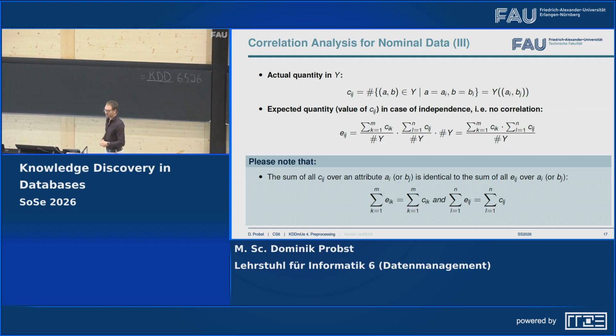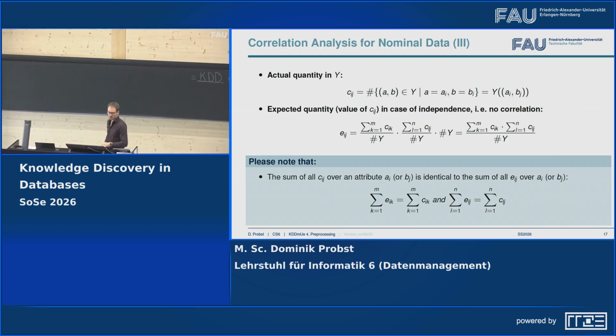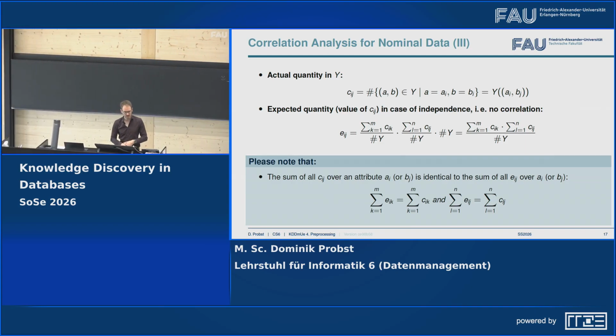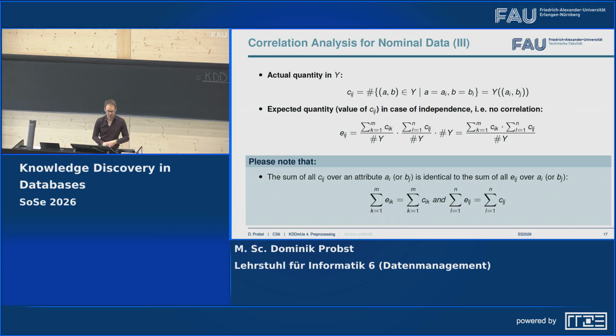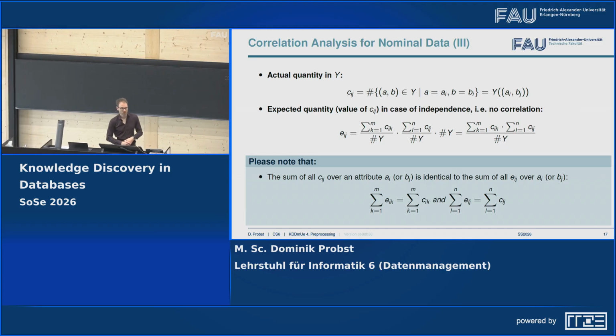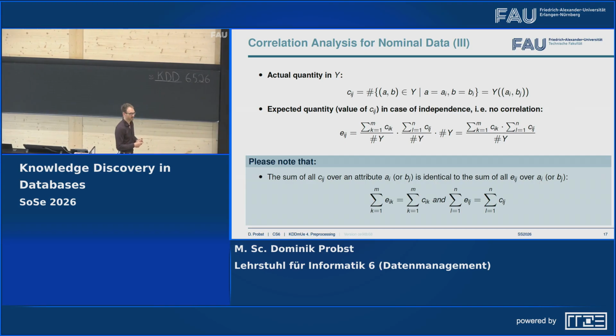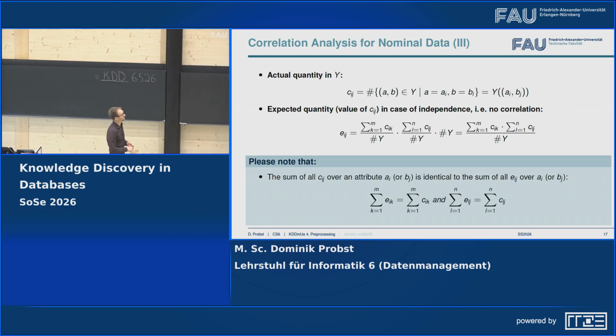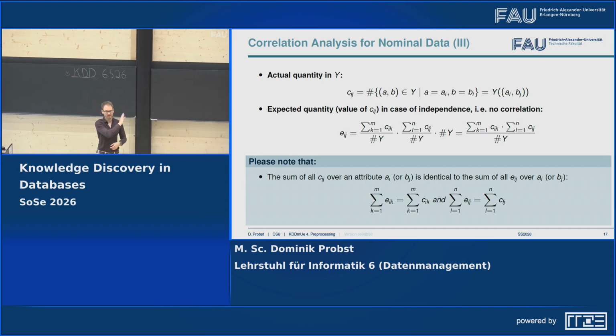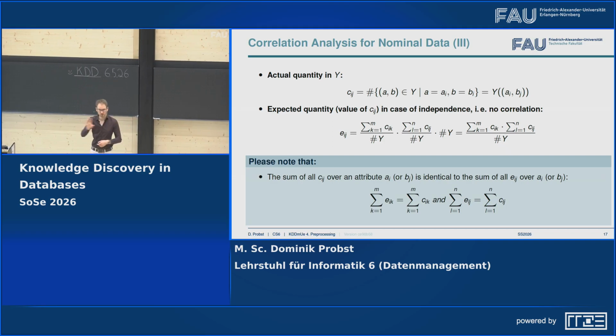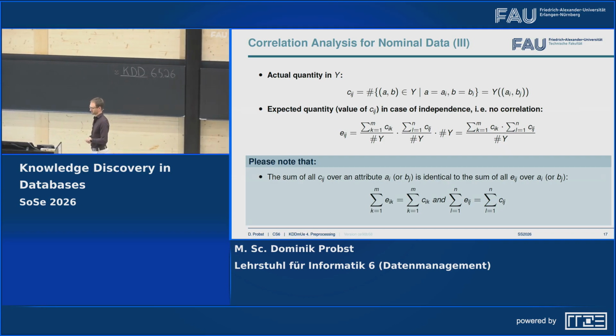First, we want to know the actual quantity of values in Y. Well, that's pretty easy to compute. Then we have to compute the expected quantity in case of independence. That's more complicated, and we will get to an example that's more obvious to comprehend.